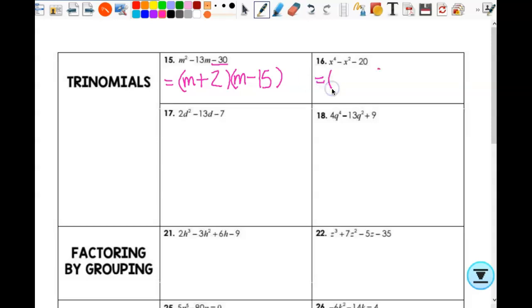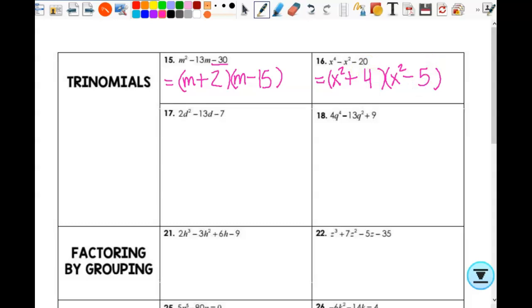It's not quadratic, but it's the exact same process. So the square root of x to the 4th is x squared. Put an x squared here and x squared here. That's a negative 20, which means my signs are opposite. Okay? Now I need two numbers that multiply to give me negative 20 and combine to give me negative 1. What's my positive number? 4. And my negative number? 5.